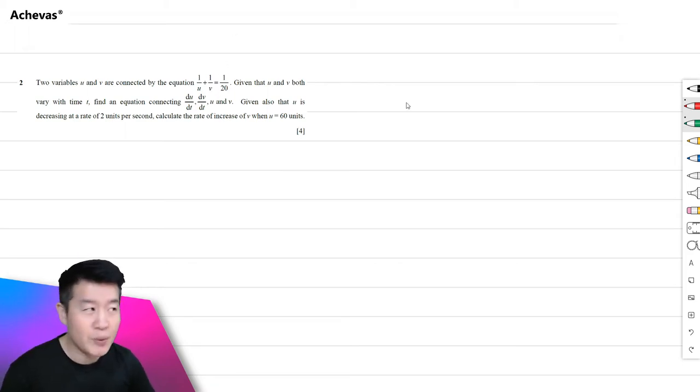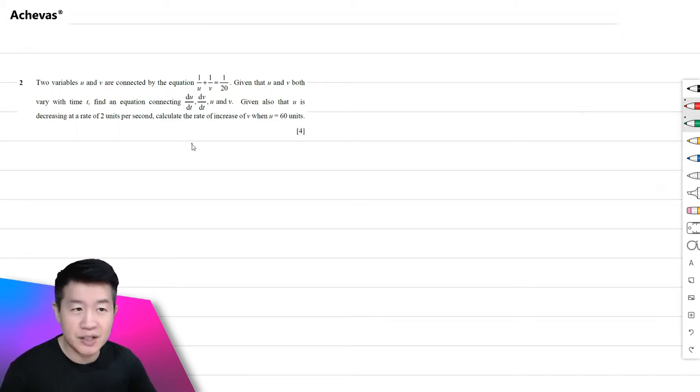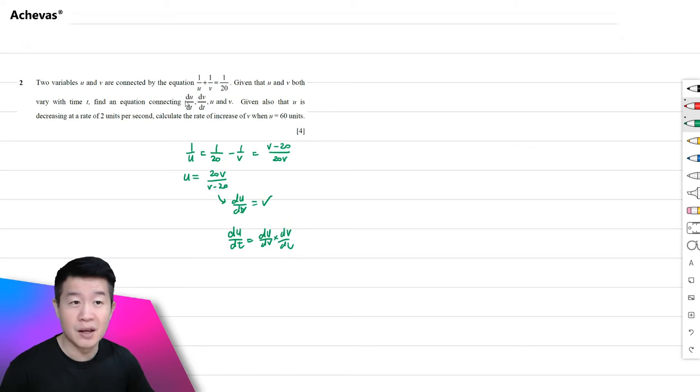So for example, this, we can definitely try to make u the subject. If I were to just do a bit of manipulation, this is going to be 1 over 20 minus 1 over v, then maybe I can rewrite this as (v minus 20) over 20v. So u is equal to 20v over (v minus 20). From here, we can definitely find du/dv. Once we have found du/dv, we can use secondary school's strategy, du/dt is equal to du/dv times dv/dt and so on, in order for us to find an equation that is connecting all this together. But it is not necessary.